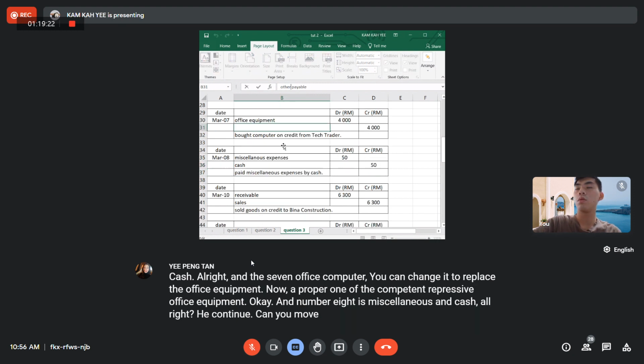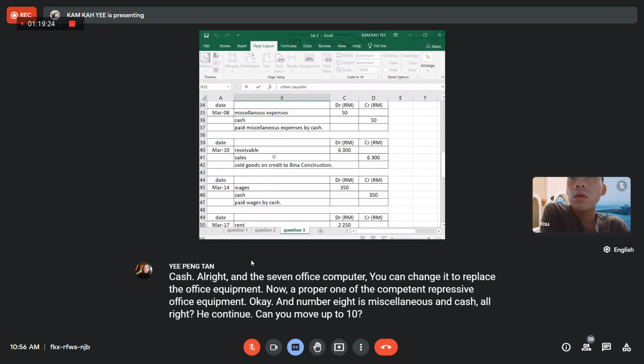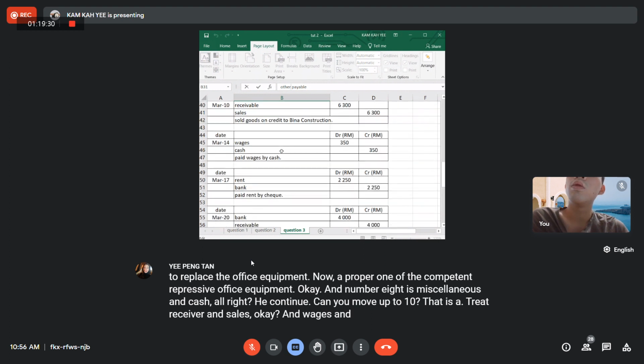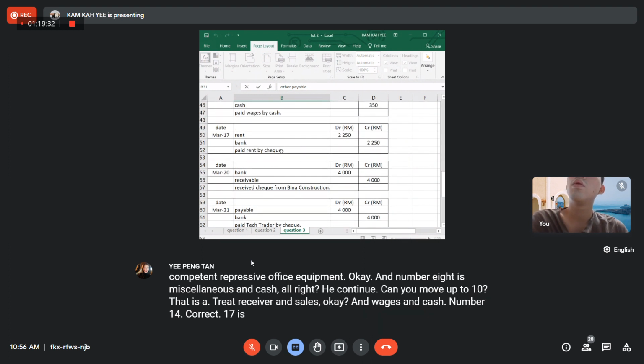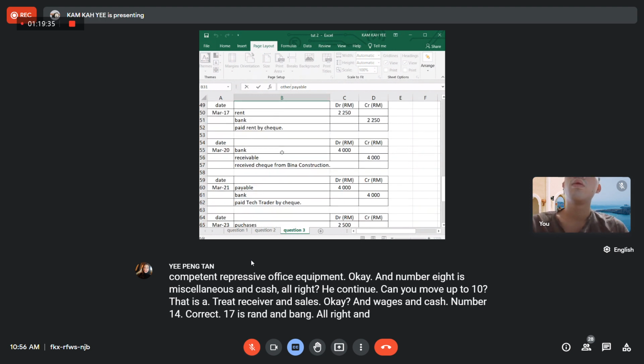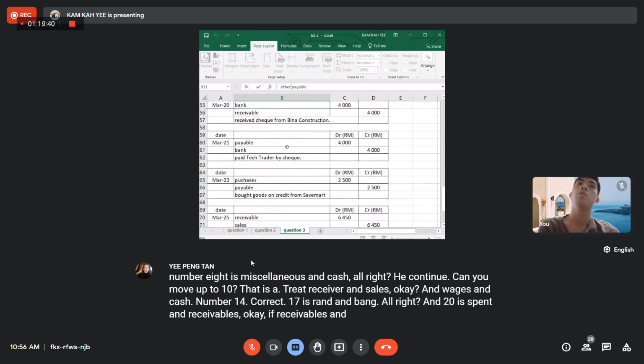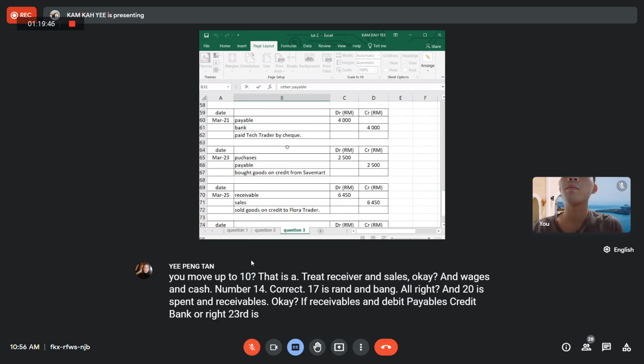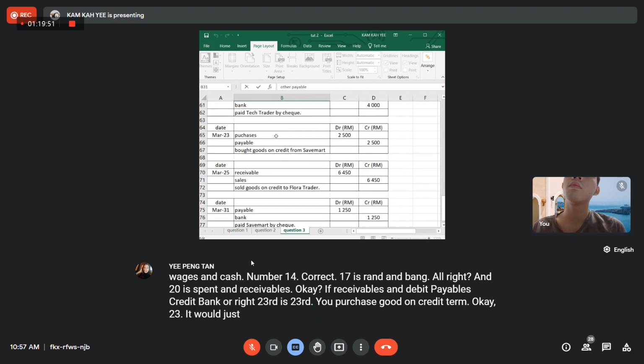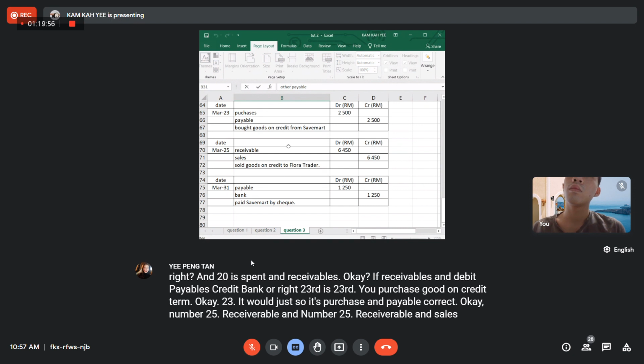Okay, continue. Can you move up to 10? 10 is trade receivable and sales, okay, and wages and cash. Number 14, correct. 17 is rent and bank, all right. And 20th is bank and receivables, okay. Trade receivables and debit payables, credit bank, correct. 23rd you purchase goods on credit terms, so it's purchases and payable, correct. Number 25, receivable and sales, correct. 30 is payables and bank.